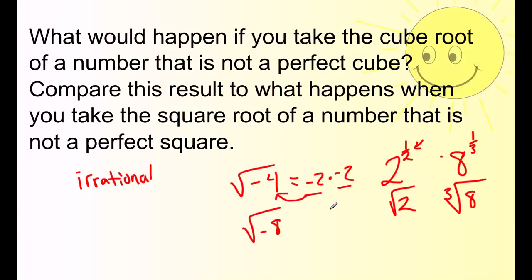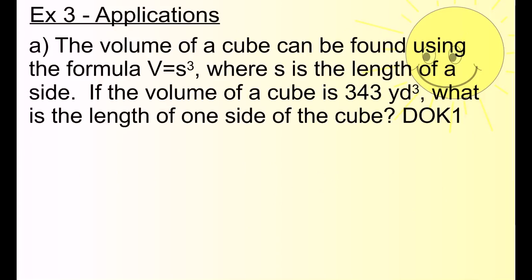So, those are some differences and some similarities. If you take square roots and cube roots of numbers that are not perfect squares or perfect cubes, you get irrational numbers. But with cube roots, you're allowed to take the cube root of a negative number, but you're not allowed to take the square root of a negative number. Now we're ready for application.